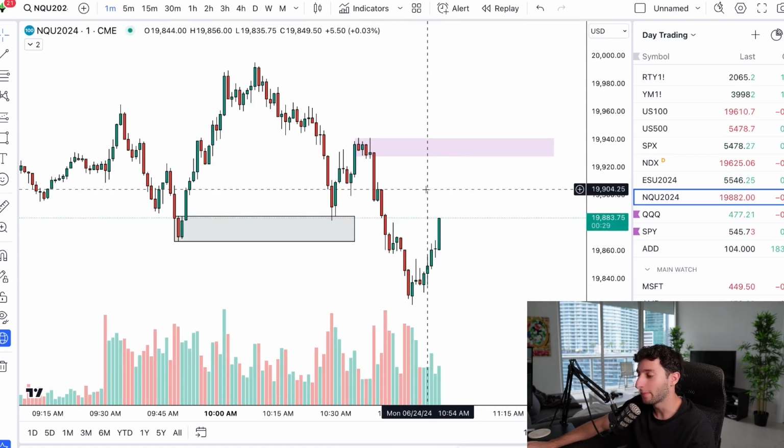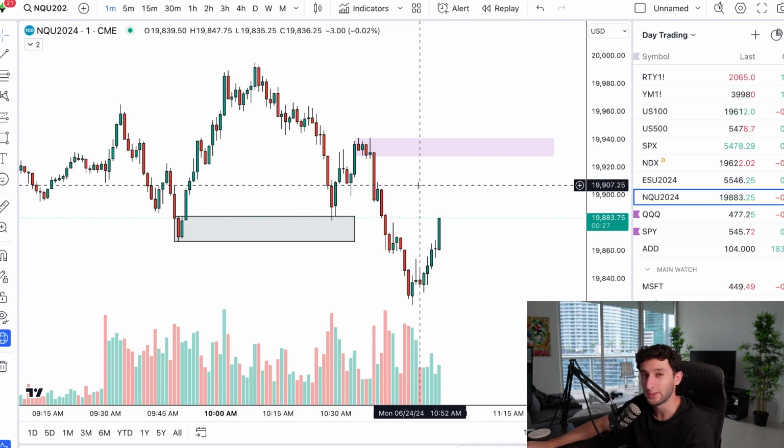Now, I don't want to spend too much time on this because the real key of the strategy is in the confirmations and the execution.